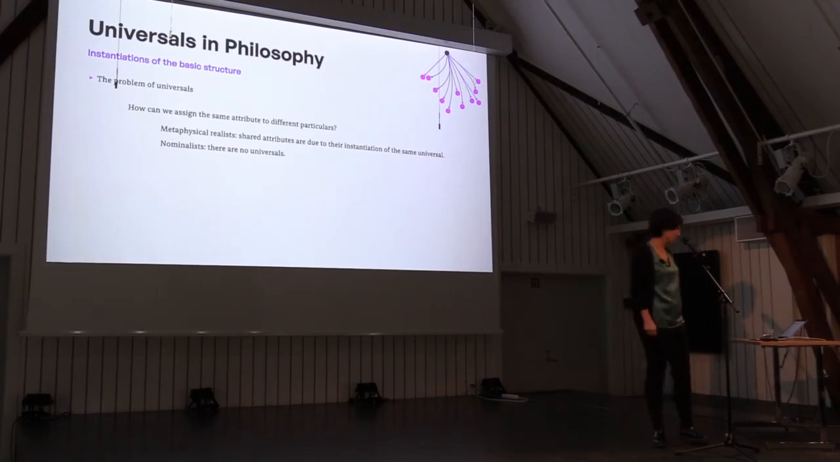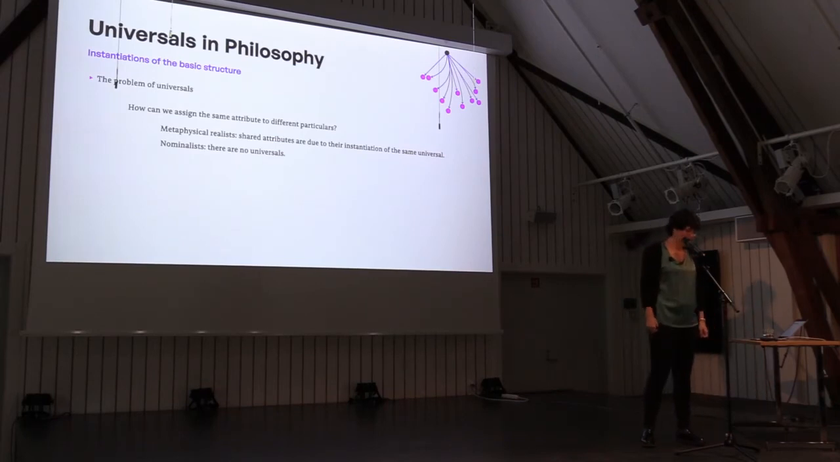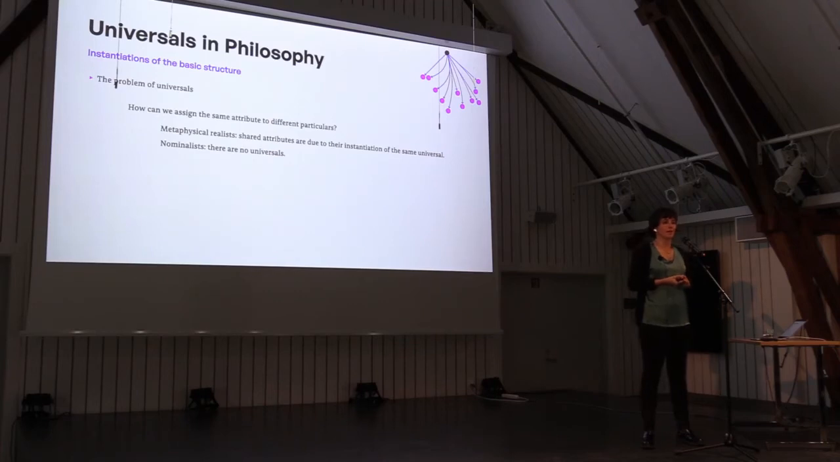In philosophy, there's something called the problem of universals. It's a very old problem in metaphysics, which tries to address the question, how is it possible that we assign the same attribute to different particulars? By virtue of what? What is the relation between these particulars? Like, why can you say that 2 things are red or round? Because this relation is not physical.